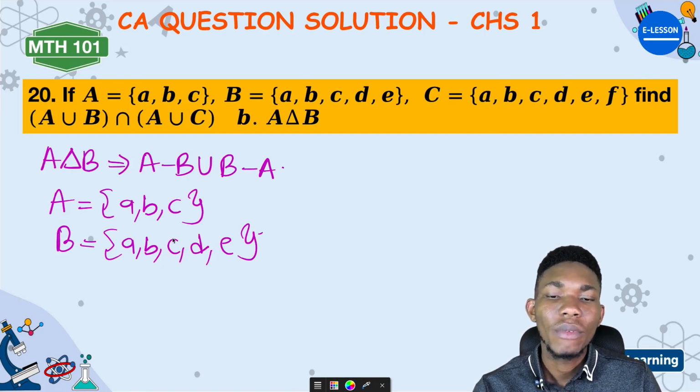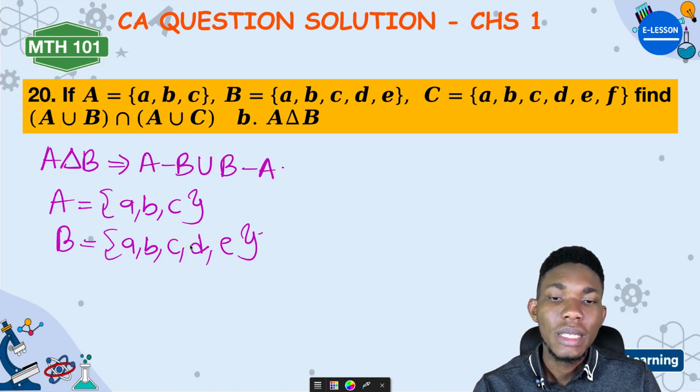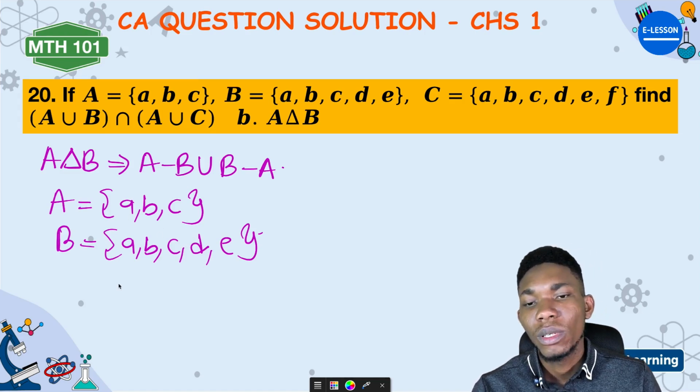And of course, what they don't have in common is D and E. That is the symmetric difference. What they don't have in common is D and E. They have A, B, C in common. Are you getting it now?